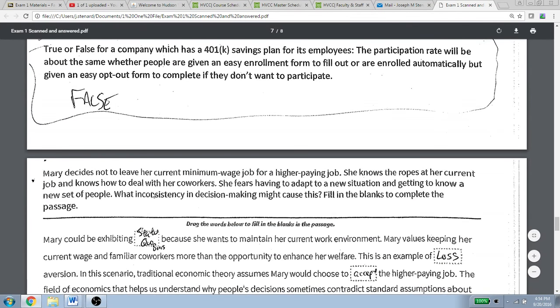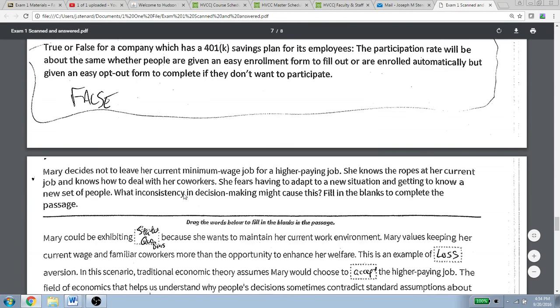Mary decides not to leave her current minimum wage job for a higher paying job. She knows the ropes at her current job, knows how to deal with her coworkers. She fears having to adapt to a new situation and getting to know a new set of people. What inconsistency in decision making might cause this? Fill in the blanks to complete the passage.